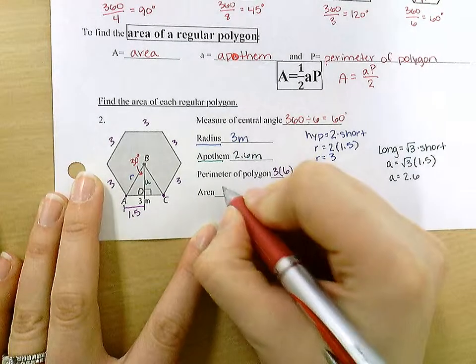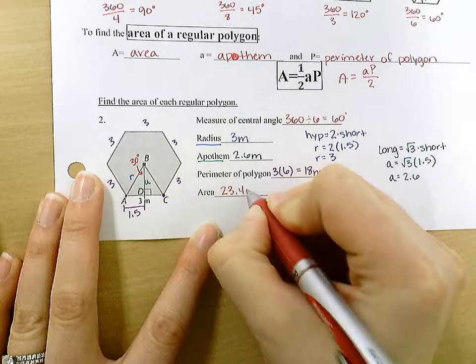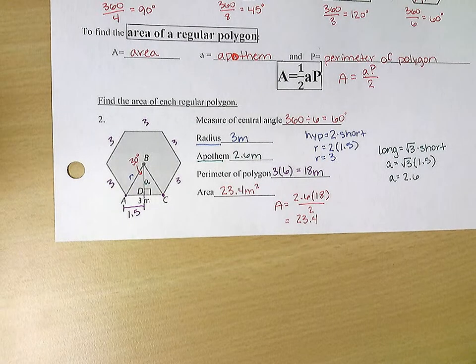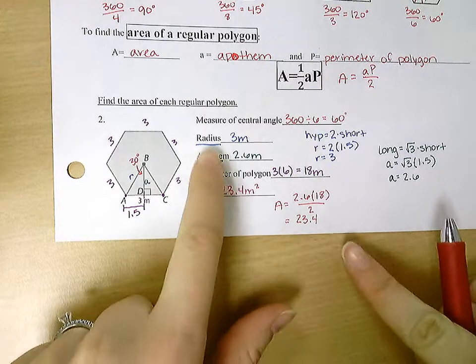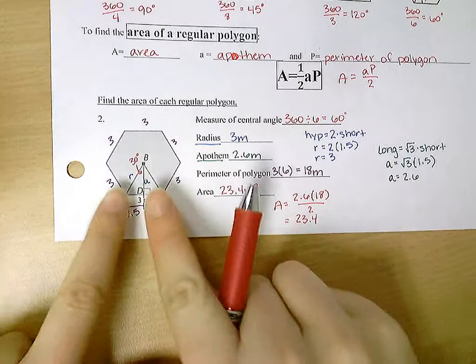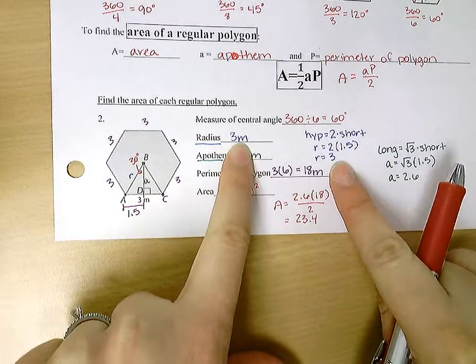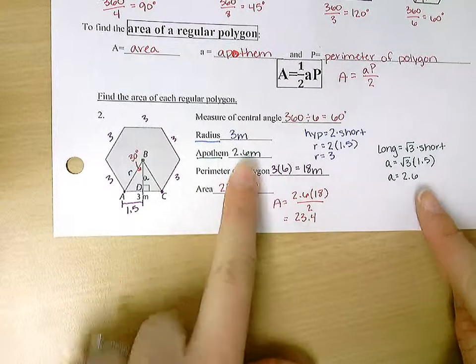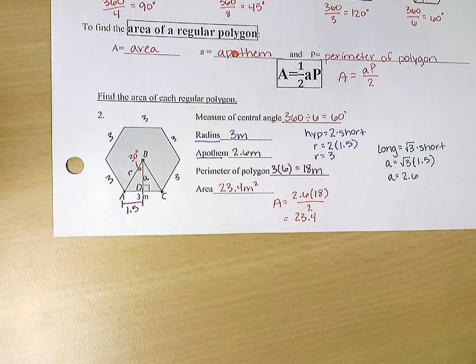And I got the area to be about 23.4 meters squared. Okay, so again, first I found both the radius and the apothem. Again, I labeled those in different colors so you knew how I found the radius and then how I found the apothem. Okay, any questions?